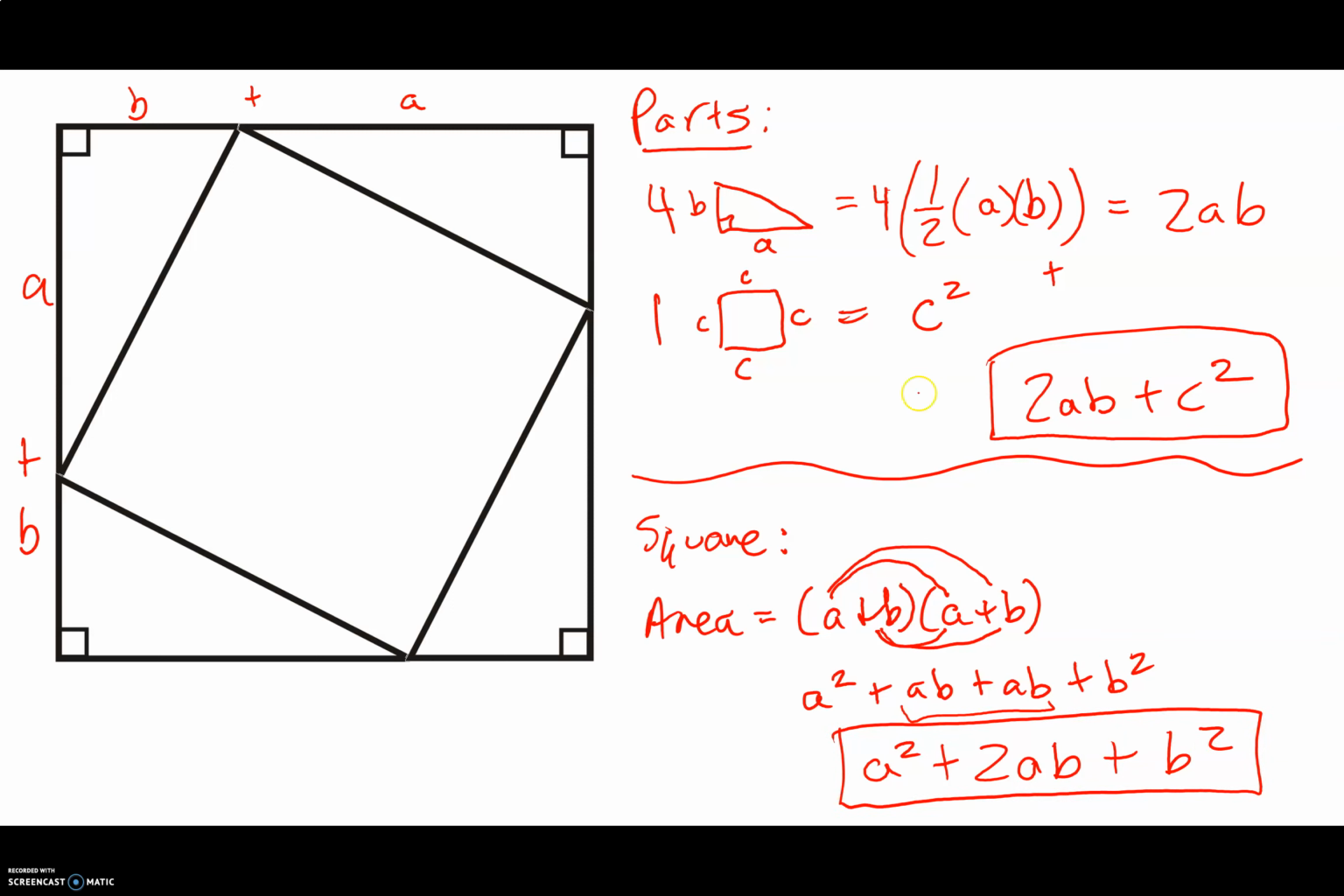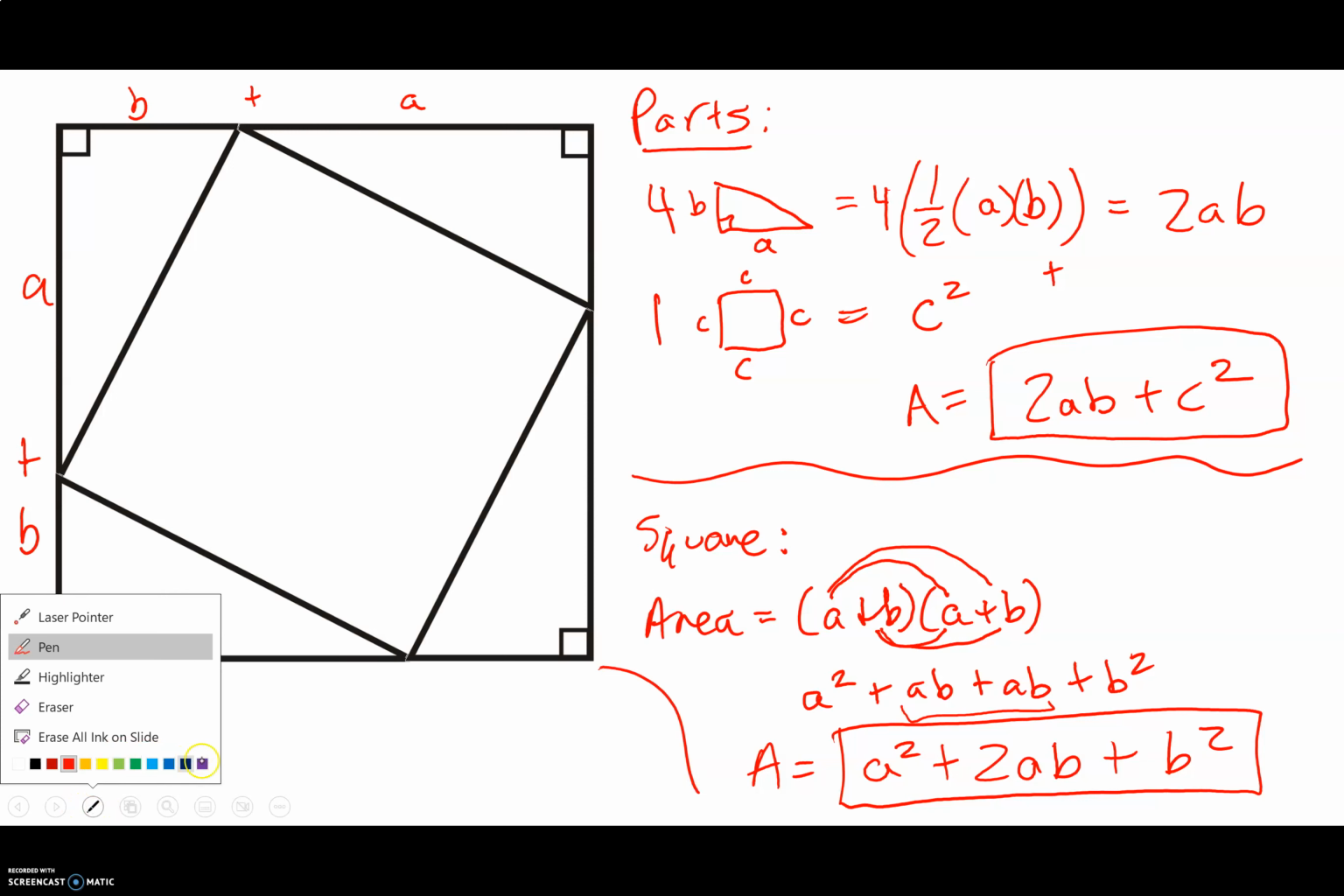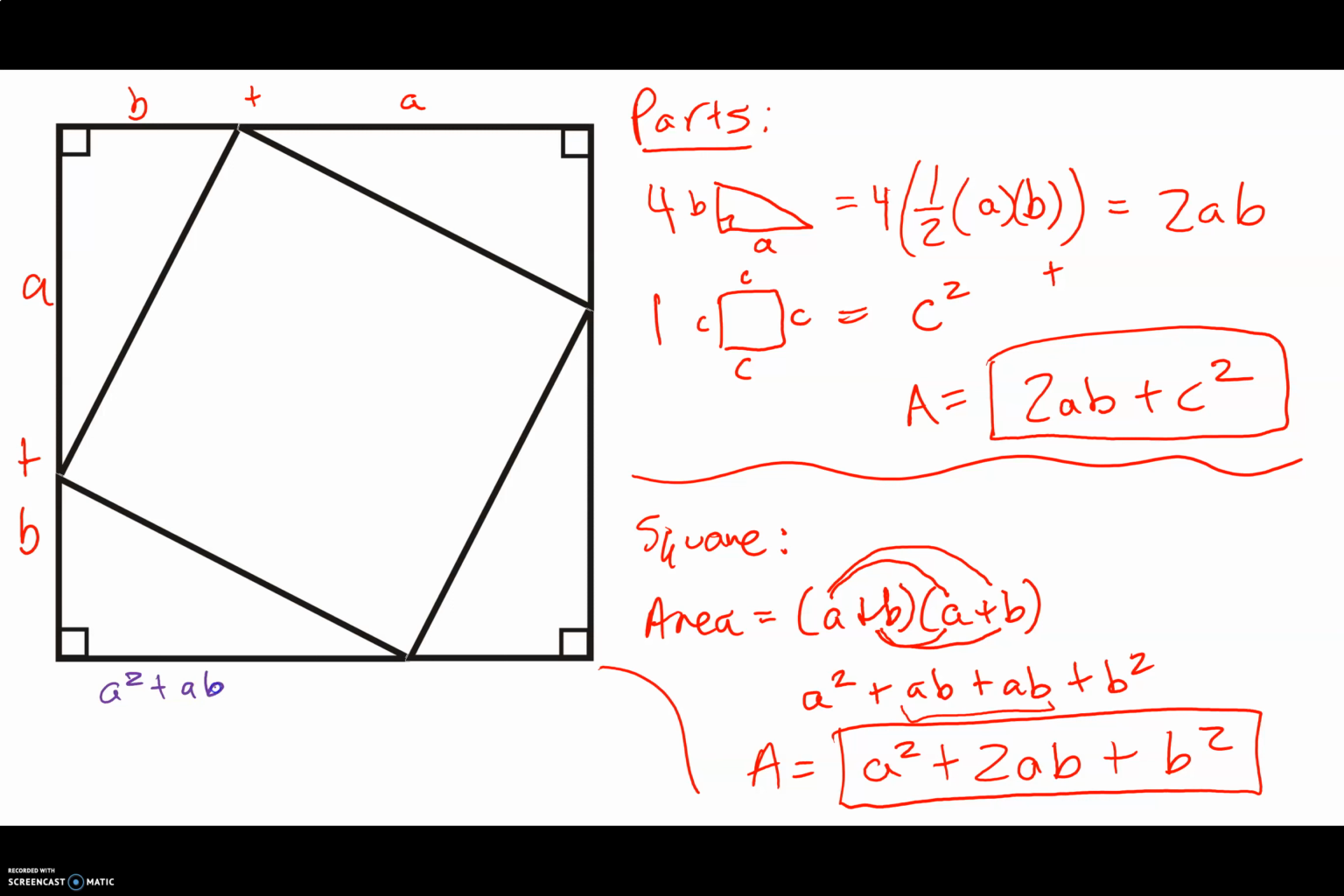Now remember, both of these 2 expressions represent the exact same area, the area of this entire shape. So we should be able to set these 2 things equal to each other since they both represent the same thing. So over here, I'm going to do that. On the one hand, we know that A squared plus 2AB plus B squared represents the area, but we also know on the other hand that 2AB plus C squared is equal to that area as well.